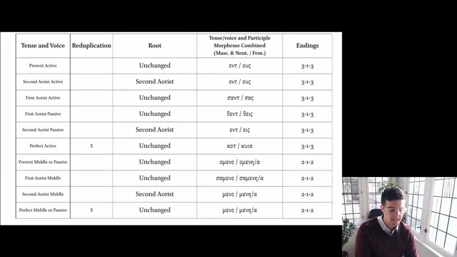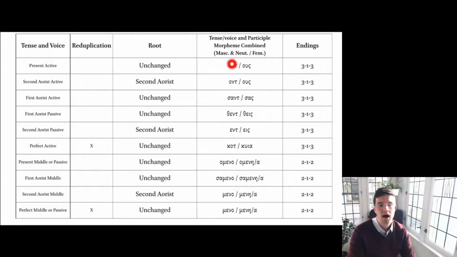This is a chart of how different participles are formed. Over here we have the tense and voice, all of our different options for the different participles. And then we have whether or not they reduplicate. That's only going to happen with perfect tense participles, you'll notice. Then what root they use. Second aorist is going to be used only for second aorists. And then the tense and voice morpheme along with the participle morpheme combined.